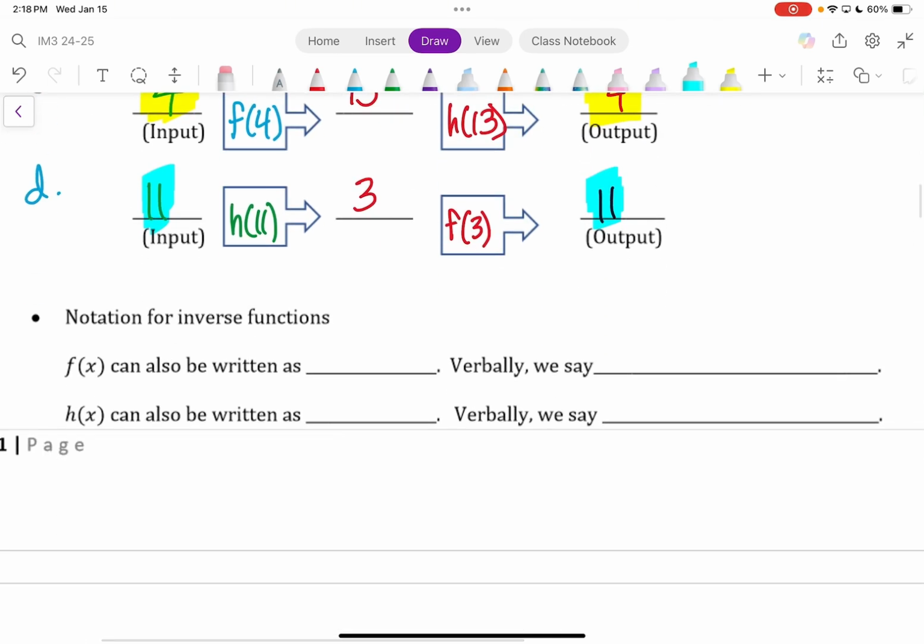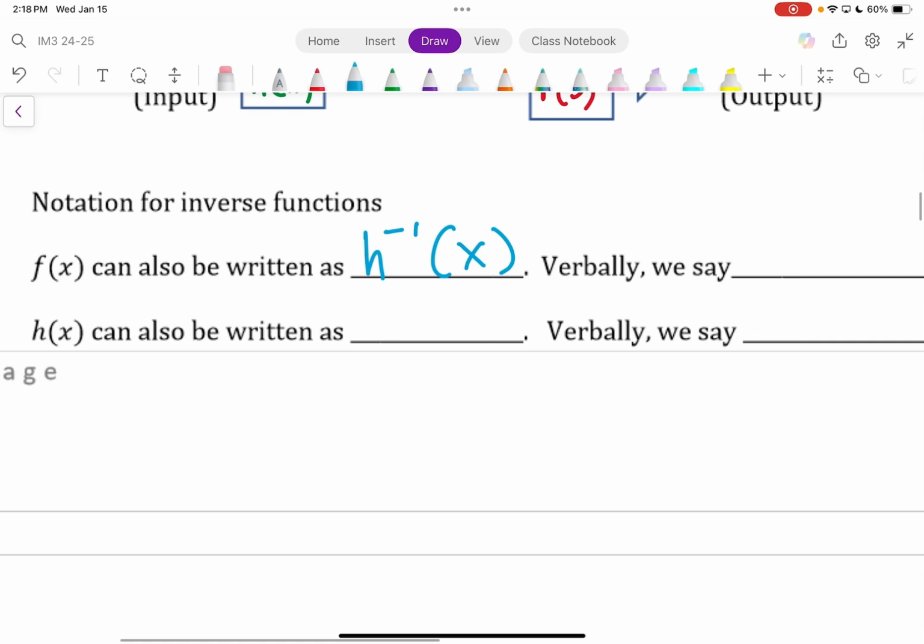Now, we're going to explore the notation for inverse functions. In examples C and D, we talked about the fact that f and h, these two functions, are inverses. So f of x can be written as its inverse function, which is h. The way you write inverse is with a -1 that looks like an exponent, but do not get confused. It is not an exponent. It's just notation. So that's how we would write it. f of x can be written as h inverse of x.